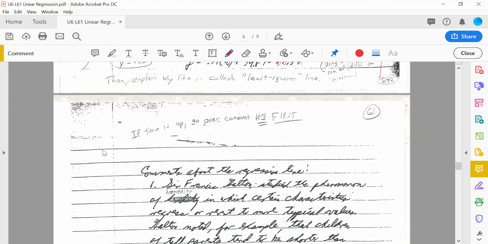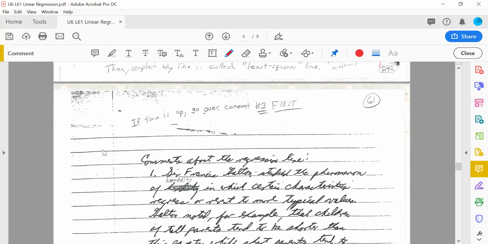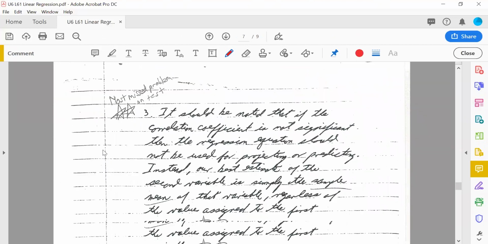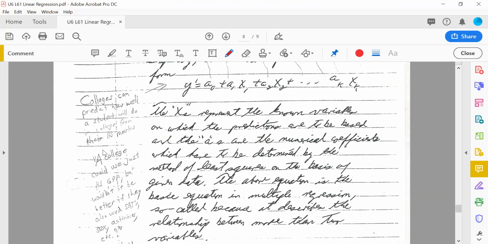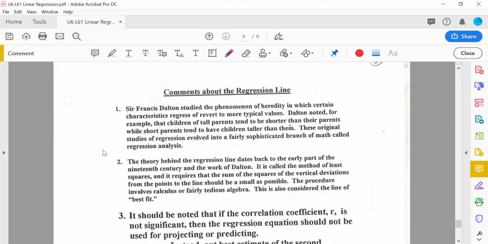So to wrap things up right now, I believe I typed this up. So let's scroll down. Here we go. Okay. Comments about the regression line, and then we're done.